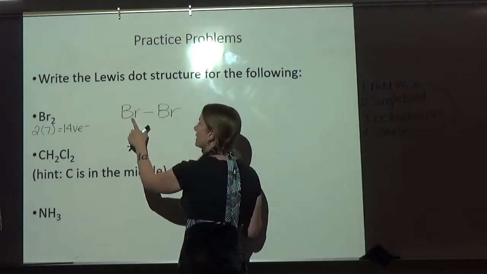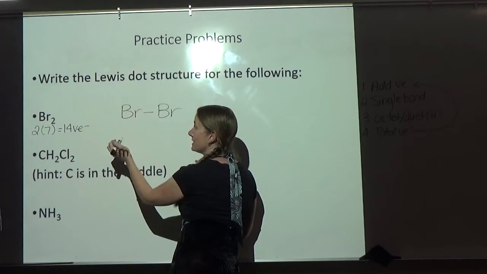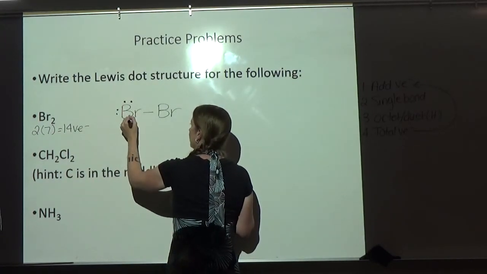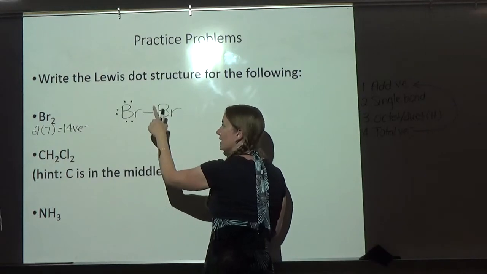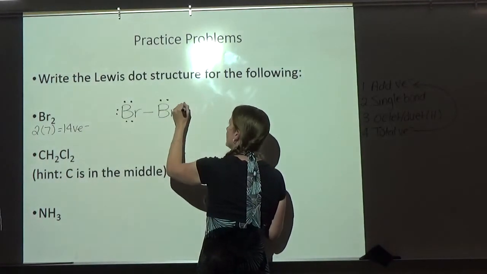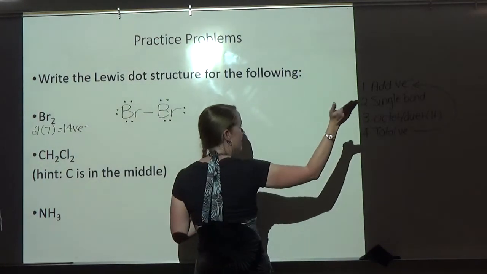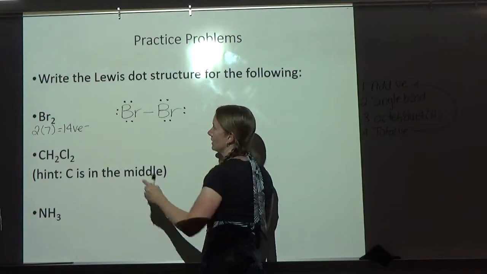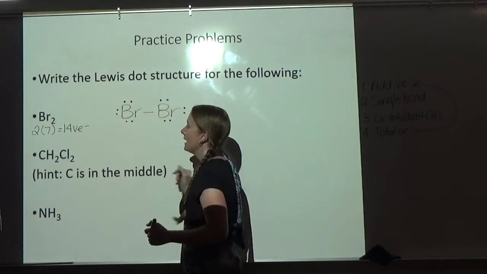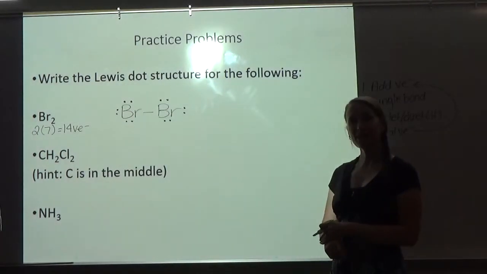Right now, this Br has 2 electrons from the bond. Remember, it wants 8, so it needs 6 more. Right now, this Br has 2 from the bond. It needs 8, so we give it 6 more. The last step is total my valence electrons. I have 2, 4, 6, 8, 10, 12, 14, and I'm allowed to have 14, so I'm done. Hopefully you got that one right.